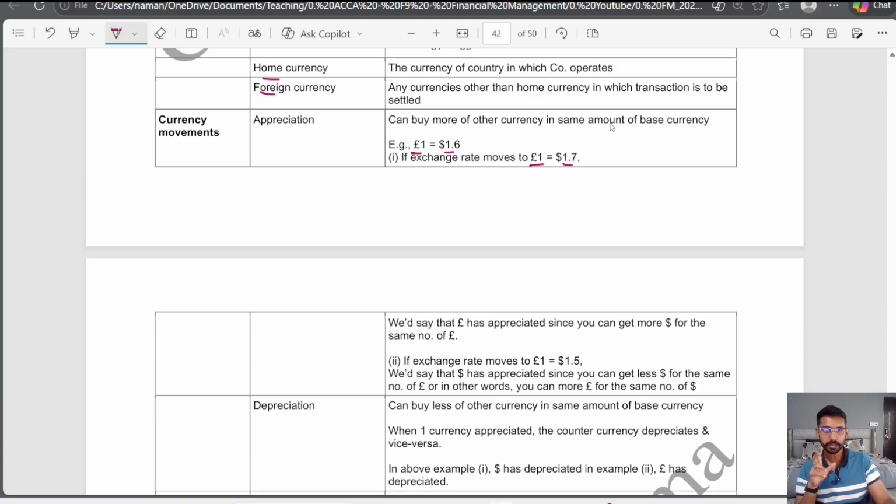Okay, now in terms of dollars, you will see $1 is equal to 1 divided by 1.6, and then $1 is equal to 1 divided by 1.7. 1.7 is bigger than 1.6, so 1 divided by 1.7 is smaller. So in $1, earlier you could have bought 1 divided by 1.6 pounds. Now you can only buy 1 divided by 1.7 pounds. So you will say that the dollar has depreciated.